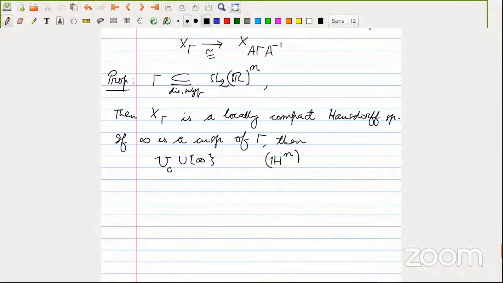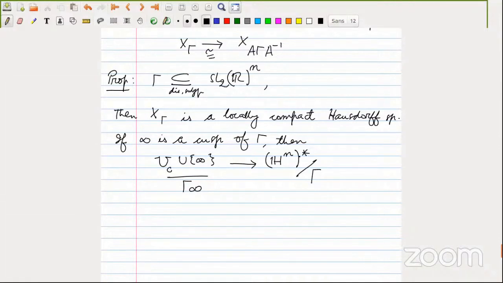On the other hand, I have this H_n star. So U_C union infinity is going to be a subset of this one. And the way we have defined U_C, remember that we specified C, and then we look at the set where the imaginary part is bigger than C. So that's an open subset of H_n, and then I added infinity to U_C. And then on the other hand I have H_n star. If I look at this quotient H_n star mod gamma, then I want to look at this image. But if I want to get something nice, then I also mod out by the action of the stabilizer of the infinity cusp.